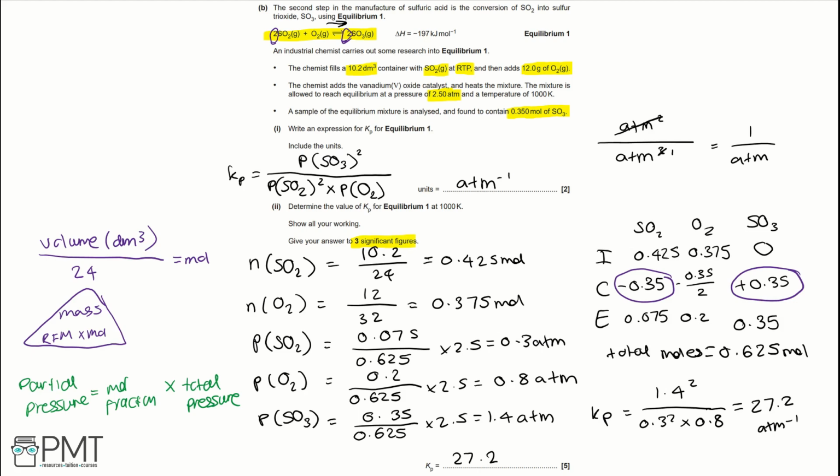To get the marks for this question, you get a mark for working out the moles initially of SO2 and O2. You get a mark for using ICE or working out the equilibrium amount of moles for SO2 and O2. You get a mark for working out the total moles. You get a mark for working out the partial pressures of SO2, O2 and SO3. And you get a mark for correctly working out the value of Kp to 3 significant figures, so 27.2.